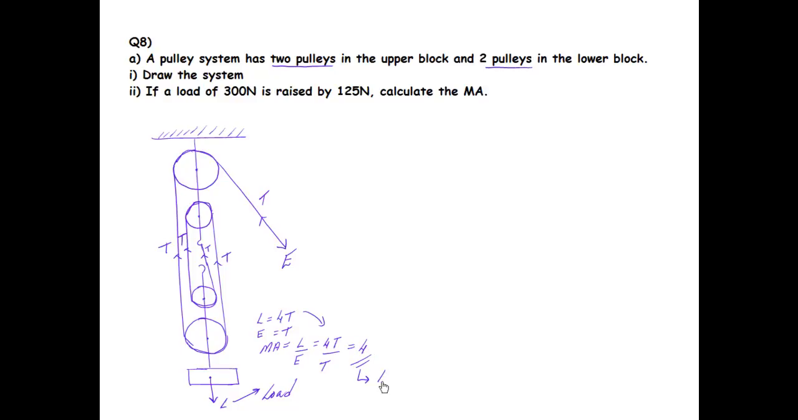However, this is ideal MA and not the real MA. The real MA is what we have to calculate. So the real MA can be calculated by using the simple formula. MA is load upon effort. The load is 300 newtons, the effort is 125 newtons, and as a consequence the MA turns out to be 2.4. Obviously MA does not have a unit as it is a pure ratio.